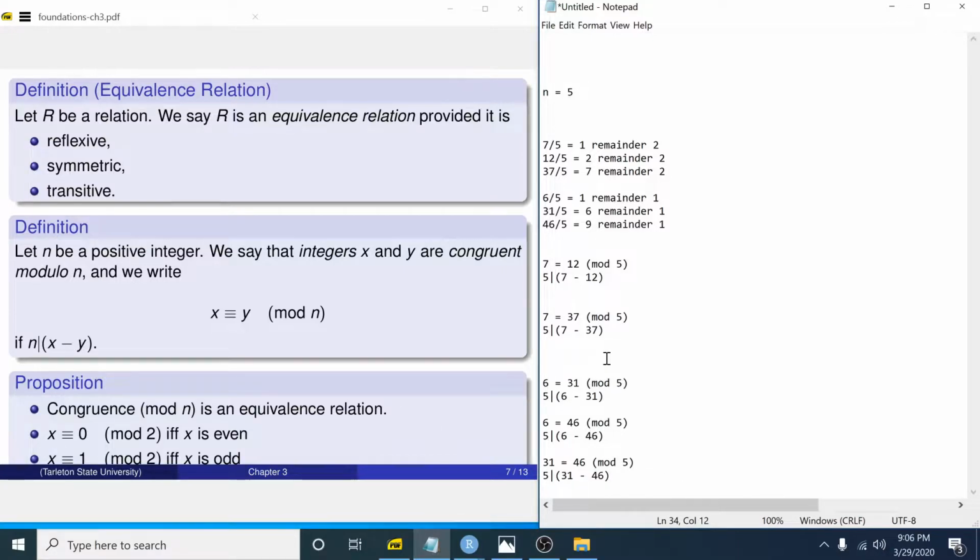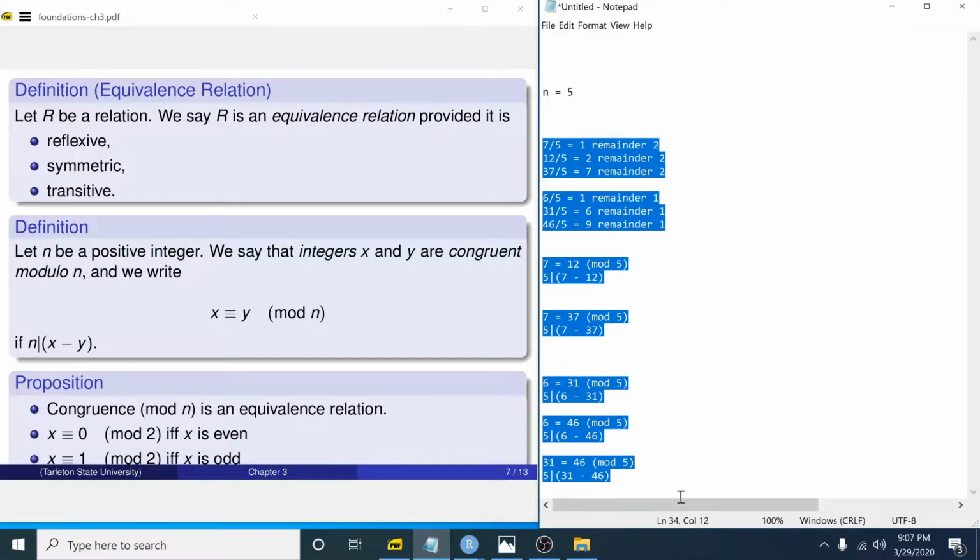And so this is actually a good example. We're about to see that this is an equivalence relation. And basically what we're seeing here is the transitive property. If 6 is congruent to 31 and 31 is congruent to 46, then 6 is congruent to 46. This is an example of transitivity. Let's actually just talk about that now. I think we get the point here.